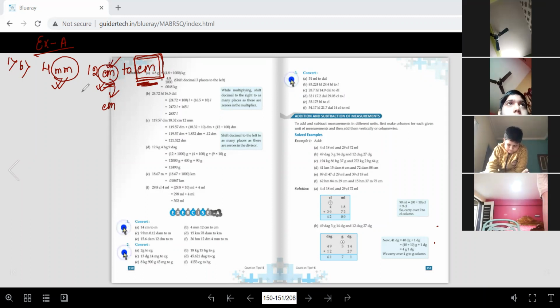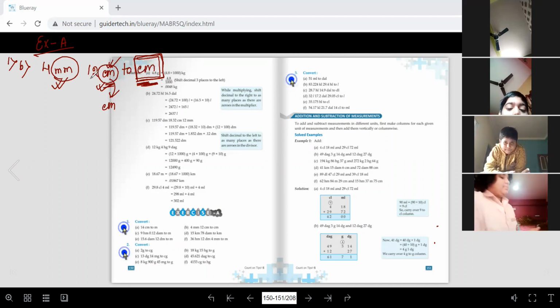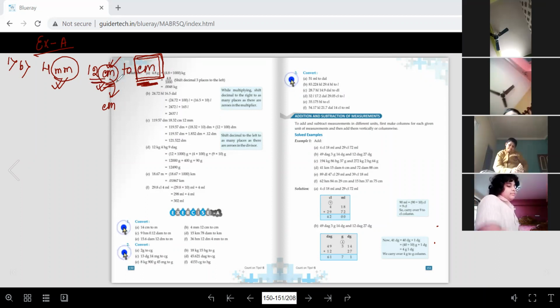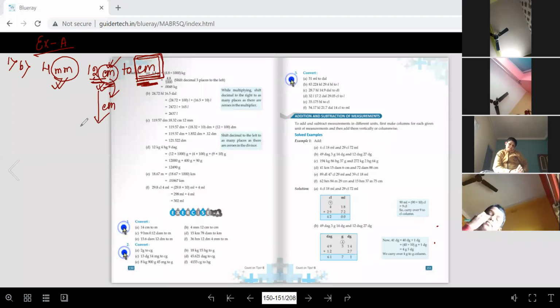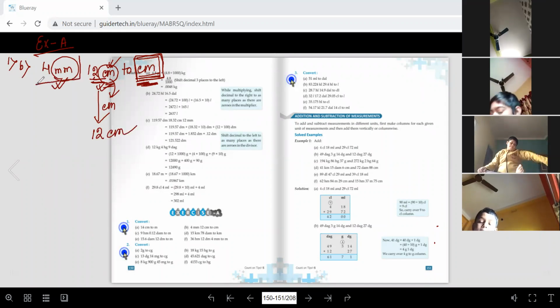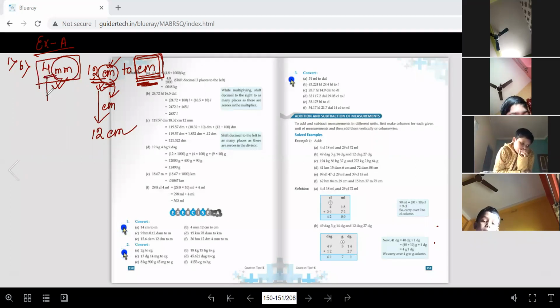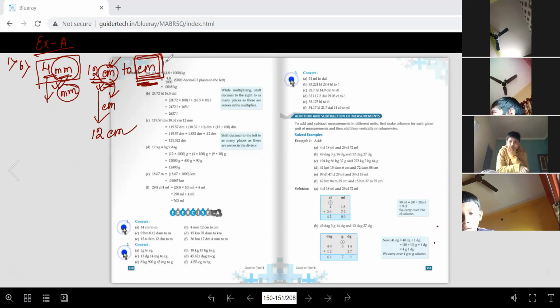Okay, look, from centimeter to centimeter, 12 centimeter is given. So no need to do anything with this because we have to convert into centimeter, and this one is given in centimeter. So it will remain as it is. Understood? Now, which one will we have to convert? Which one is different? Look, 4 millimeter. This one is different now. The unit is millimeter. We will have to convert this one into centimeter.